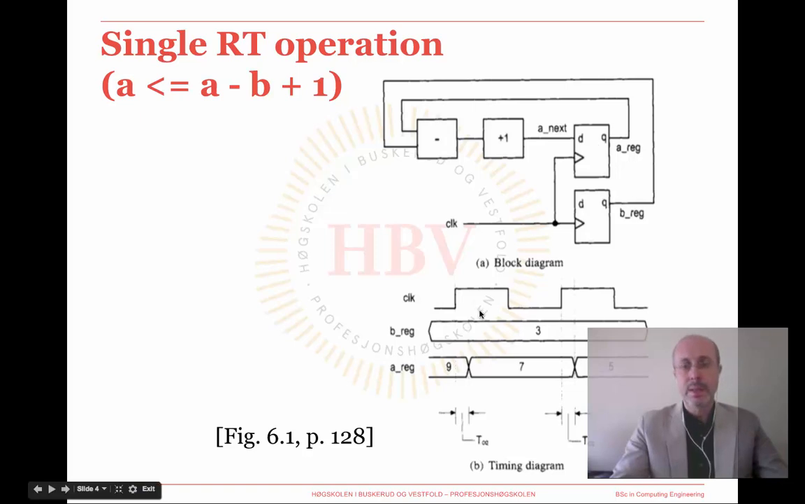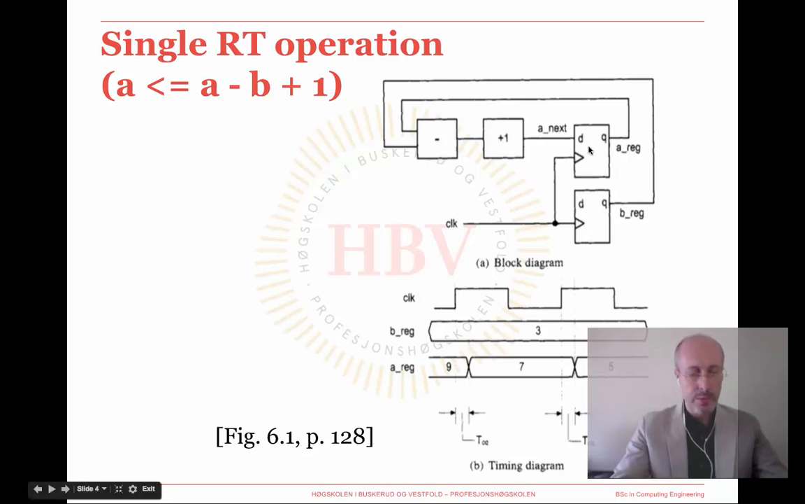We are assuming in this example, as you can see in the waveforms below, that register A stores the value 9 in the beginning and B stores the value 3 throughout all this period. Now, the subtraction of A minus B will generate 6, and adding 1 will generate the final result of 7 after the first clock cycle, which will be stored in register A.